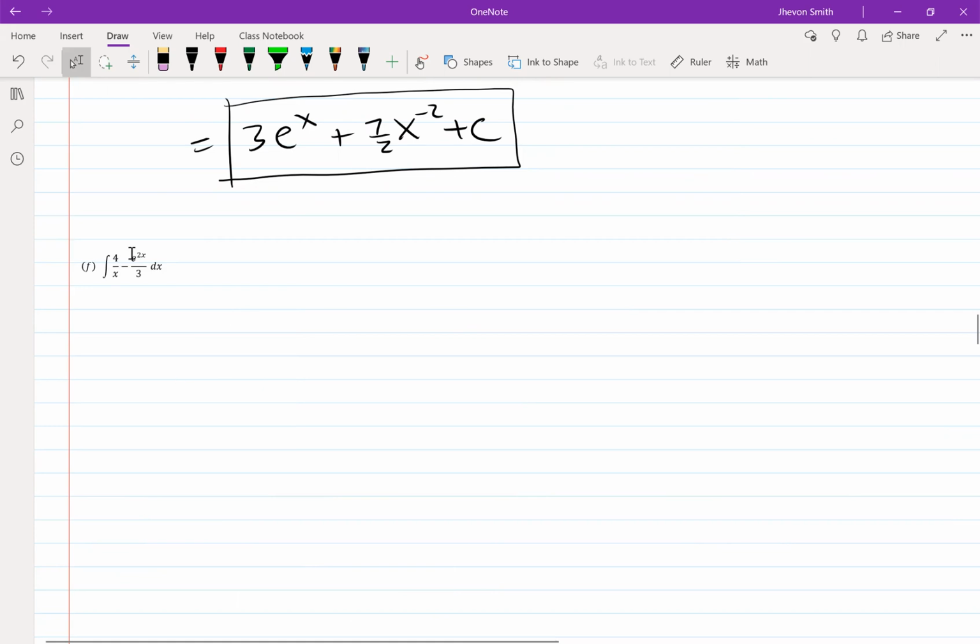Yeah, what about this one? Pause the video. Tell me what you think. So again, don't wait for me to do it. Actually try it on your own. This one, I can think of it as 4 times 1 over x. It's a constant times something that I know how to find. This one is minus a third times e to the 2x.